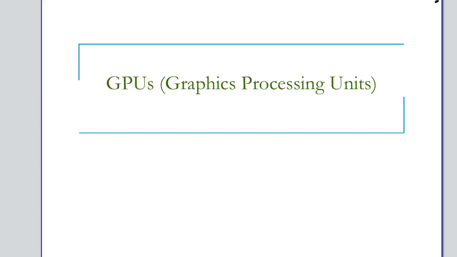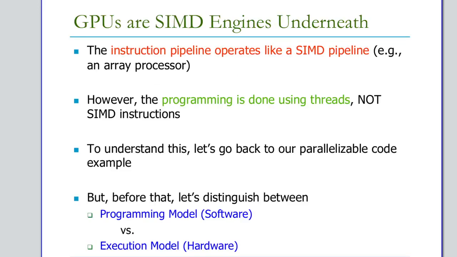So welcome all. Today we are going to see something about graphics processing units. Basically the instruction pipeline operates like a SIMD pipeline. In SIMD, what we have seen is what happens in SIMD: single instruction operates on multiple data. So you will fetch one instruction and this instruction will operate on multiple sets of data.